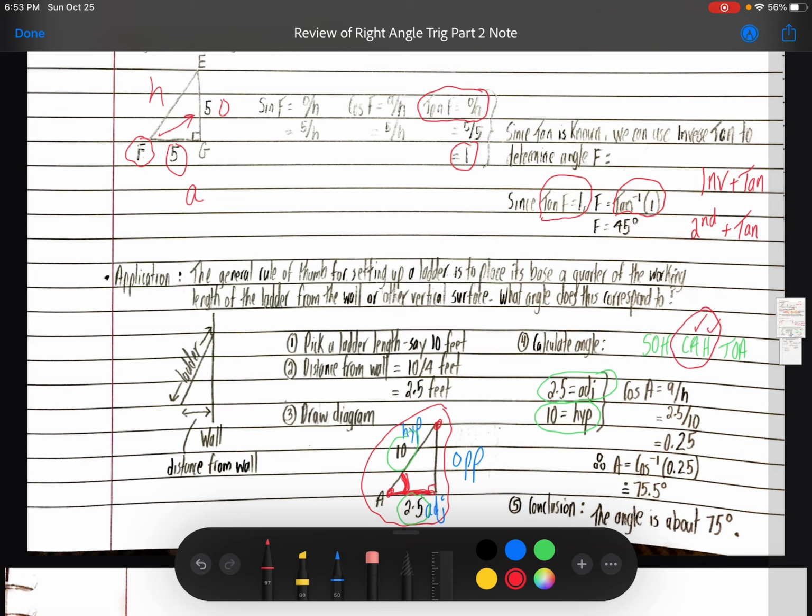So the cosine of angle A is A over H, which is 2.5 over 10, which is 0.25. And then to get the angle itself, I do the inverse cos of 0.25, and I get about 75, 76 degrees, which is telling you that for safety reasons, you should be leaning up that ladder against the wall at around 75 degrees to be safe.